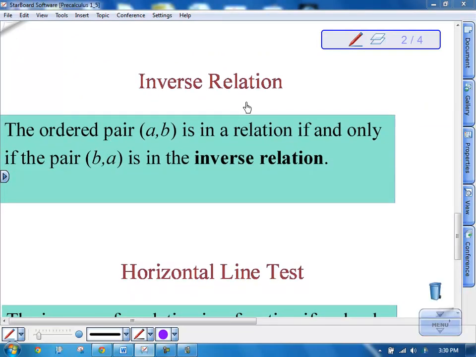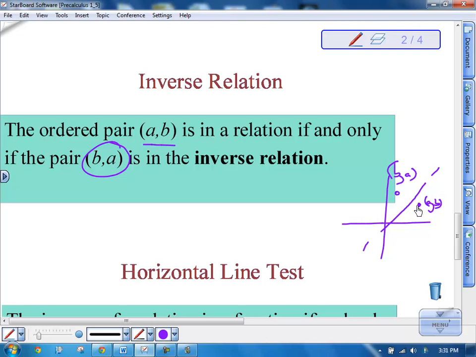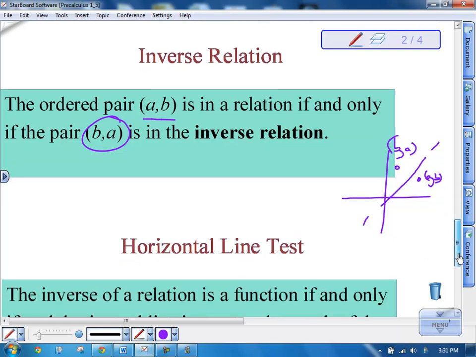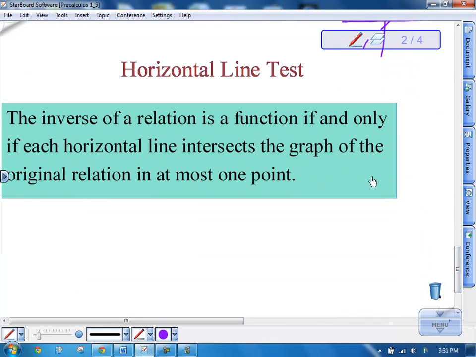So we're going to talk about inverses though. Inverse relations: the ordered pair (a, b) is in the relation only if the opposite, (b, a), is also in the inverse relation. So basically, the point (a, b) right here is reflected over the line y equals x and becomes the point (b, a). So that's the key to inverses, is that basically it switches the domain and range, switches your x and y value, and is a reflection over the line y equals x. That's what inverses are. And that's what this horizontal line test says.